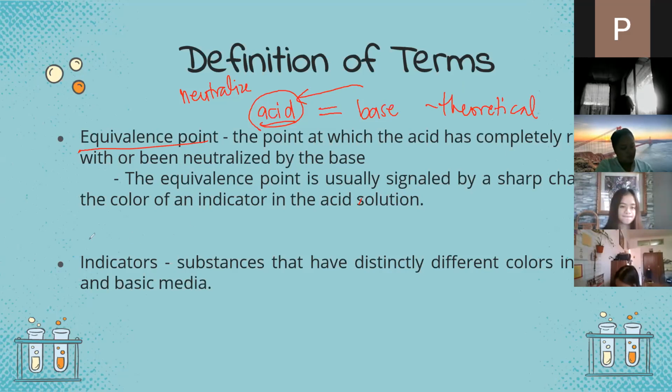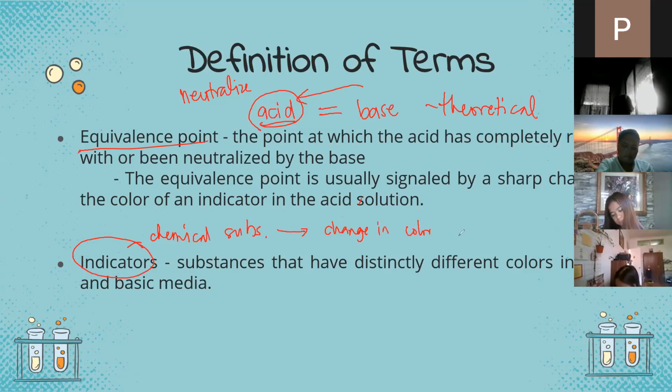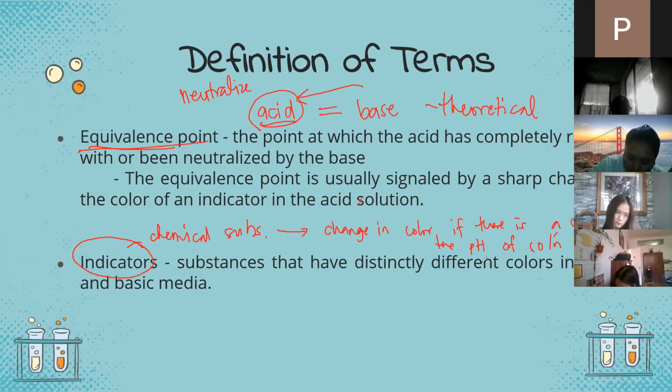So what we do is add indicators to our solution. An indicator is another chemical substance that we add to the solution, and what is its function? Indicators change in color if there is a change in the pH of the solution. Again, indicators change color when there is a change in the pH of the solution. So this helps us estimate the equivalence point. Its color is distinct: in an acidic medium it has one color, and in a basic medium the color of the indicator is different.